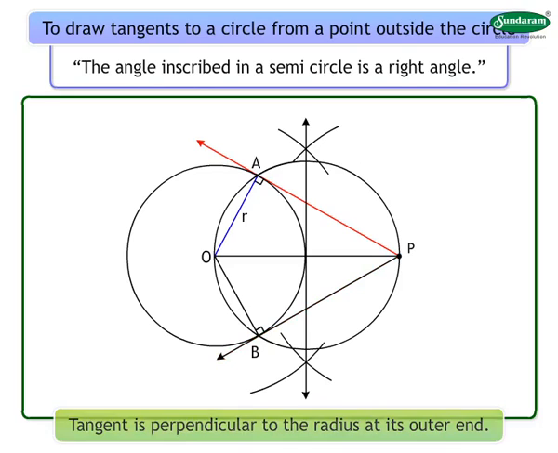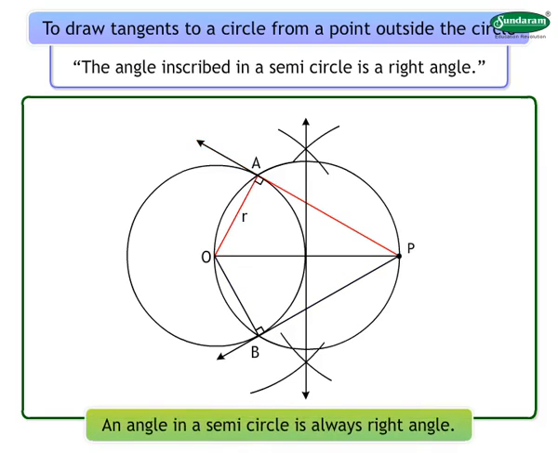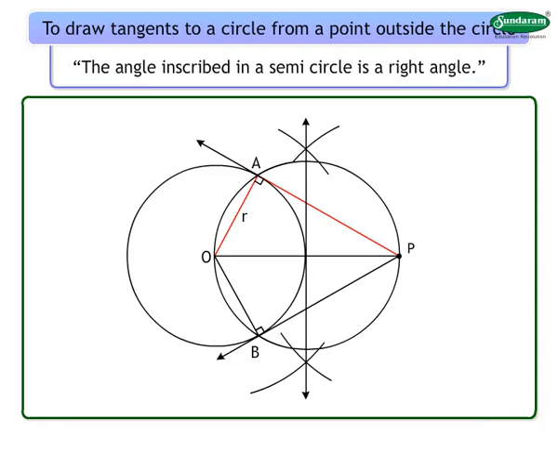Let's recall the property of circle and right angle, that is, an angle in a semicircle is always right angle. Angle subtended by the diameter is right angle. Here, we need two right angles. So, consider OP as diameter, then angle OAP and angle OBP will be the same and those angles will be right angles. Let's look at an example.